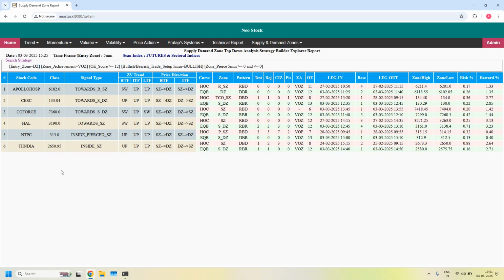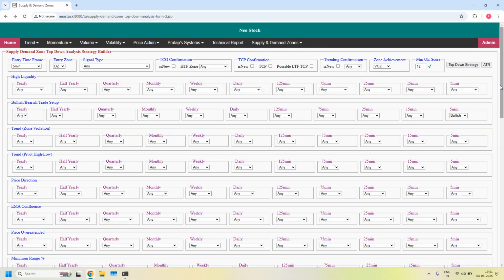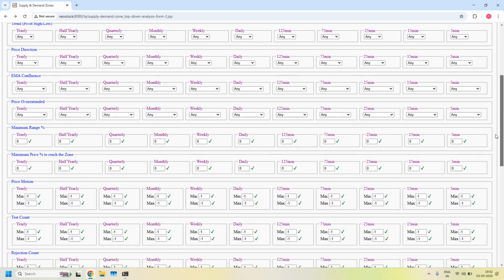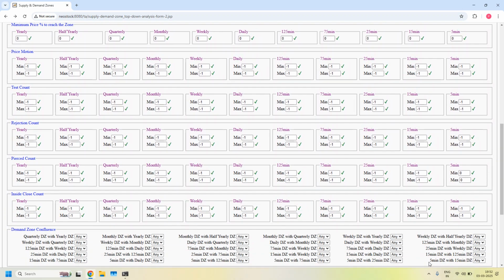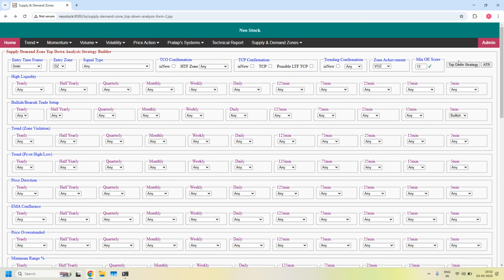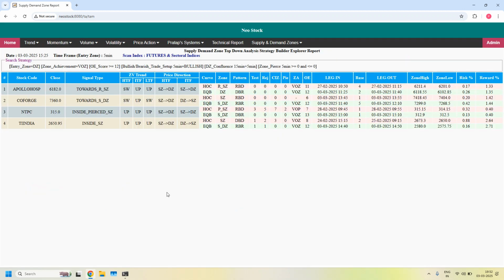Okay, out of these 6, how many are having ITF Confluence? Let us verify. Further filter. ITF and LTF. That is 5 minutes and 15 minutes demand zone Confluence. So I am enabling the filter. Out of 5, 4 are having ITF Confluence. All demand zones, but first one is not high liquidity.